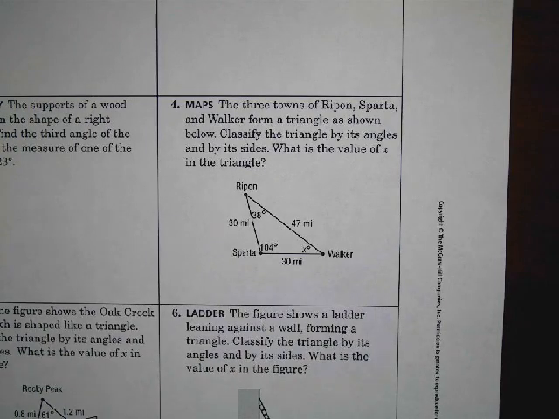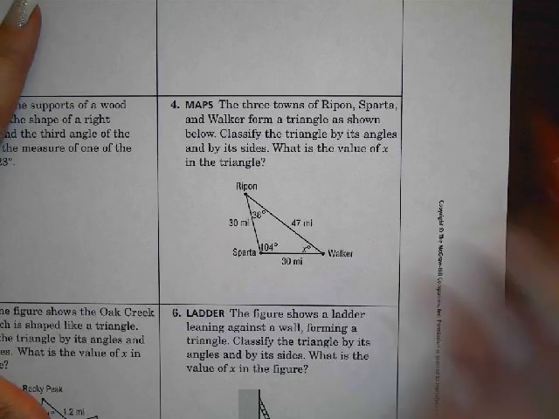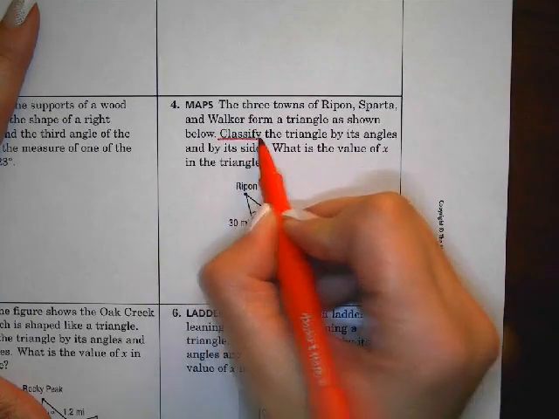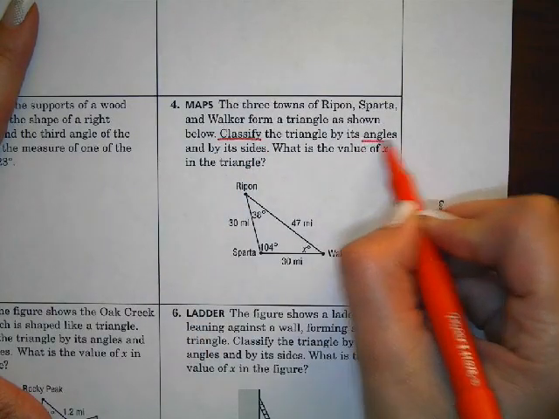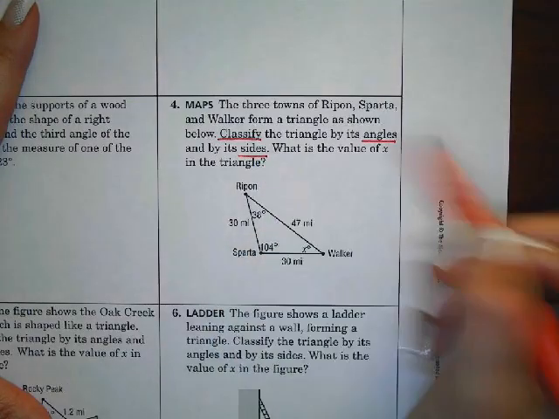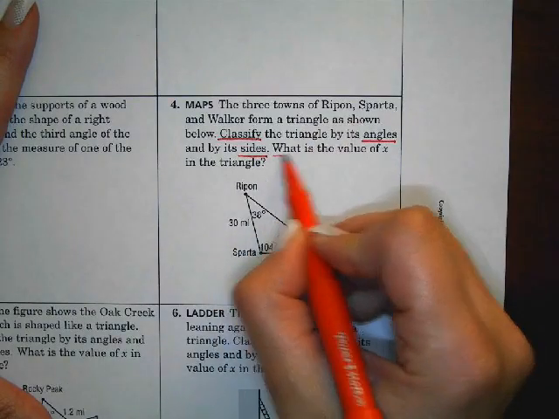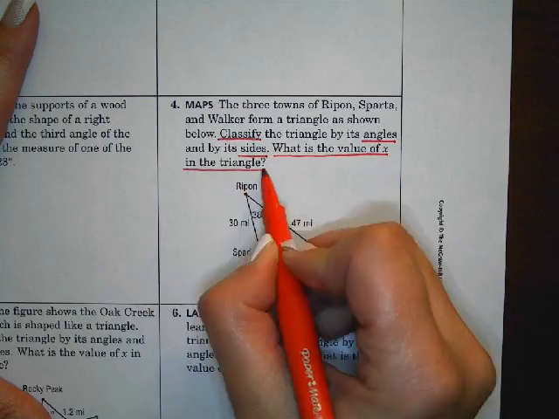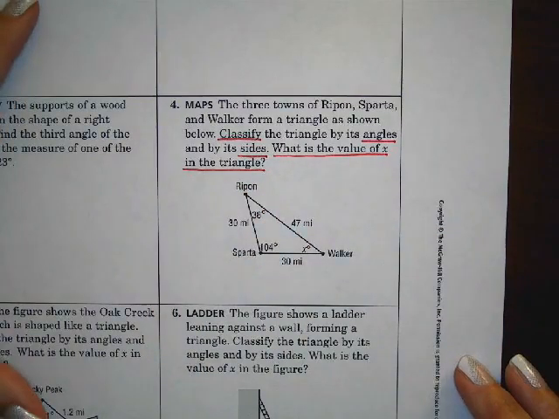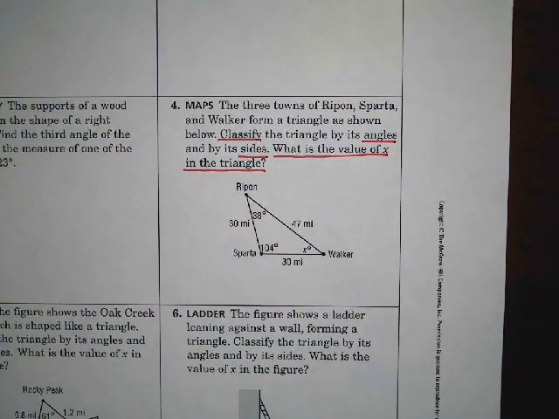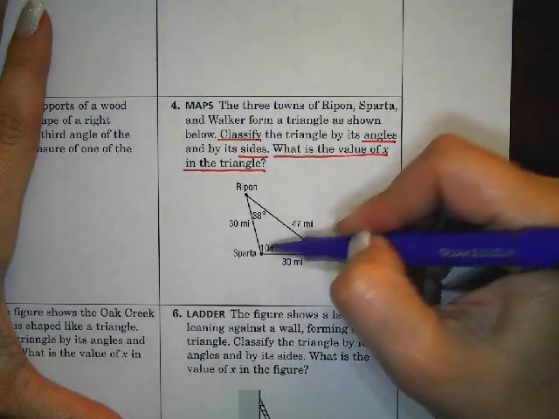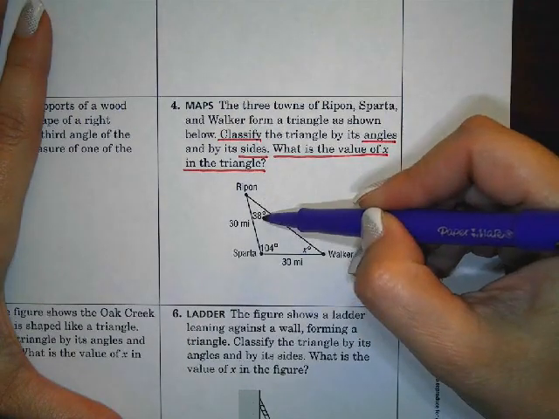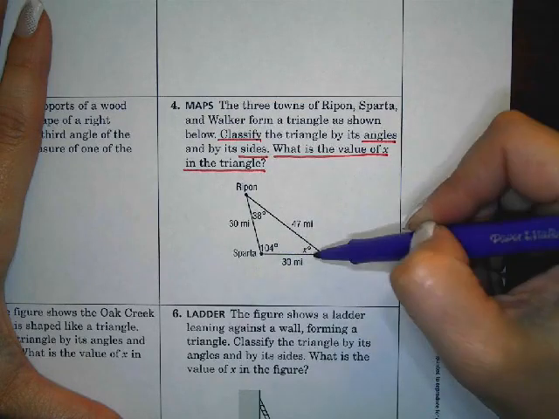So there's a couple of different things that this problem is asking us to do. It's asking us to classify the triangle by its angles and by its sides. And then what is the value of x in the triangle? So we're going to have 3 different answers when we start classifying this. So the first thing we need to do is look at the angles of the triangle and see what this triangle would be. So we have a 38-degree angle, 104 degrees, and x.